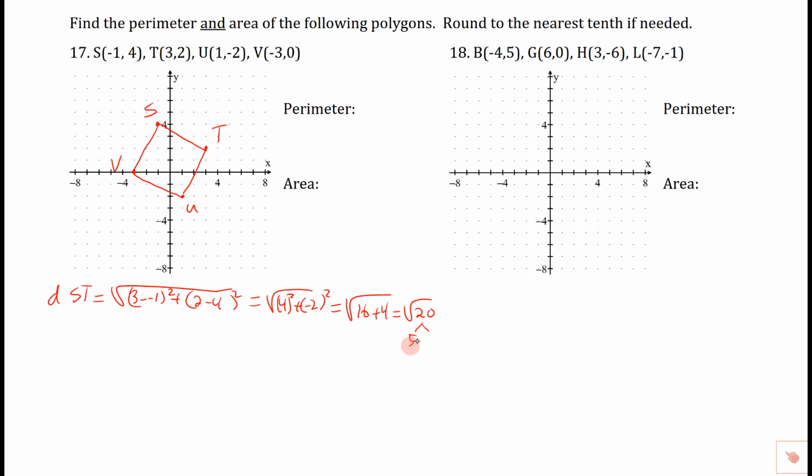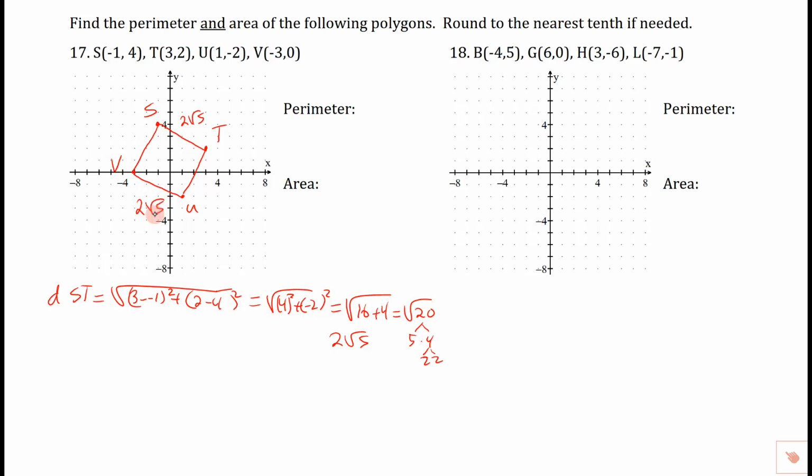Remember, 20 is going to be 5 times 4, which has a 2 times 2, a perfect square right there. So we end up with a 2 radical 5. So from S to T, this is going to be 2 radical 5. This other one here, if we wanted to count that, we go down 2 and over 4, just like we do here. Those are parallel, and they've got the same measurements as far as rise and run, change in x, change in y, that sort of thing. So that means this is also going to be 2 radical 5.